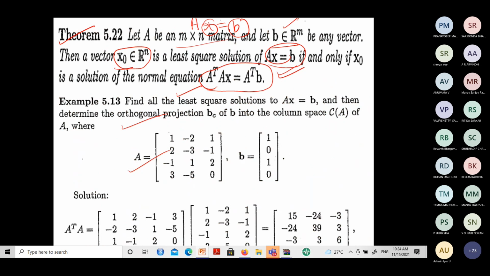Try to understand this. There is one more question being asked. Determine the orthogonal projection BC of B into the column space of A. First you try to understand this, then I will do that. See, what is the procedure we are following? We are in the process of solving Ax equal to B, right? But we have understood that directly it is not possible, because B is not in the column space of A.